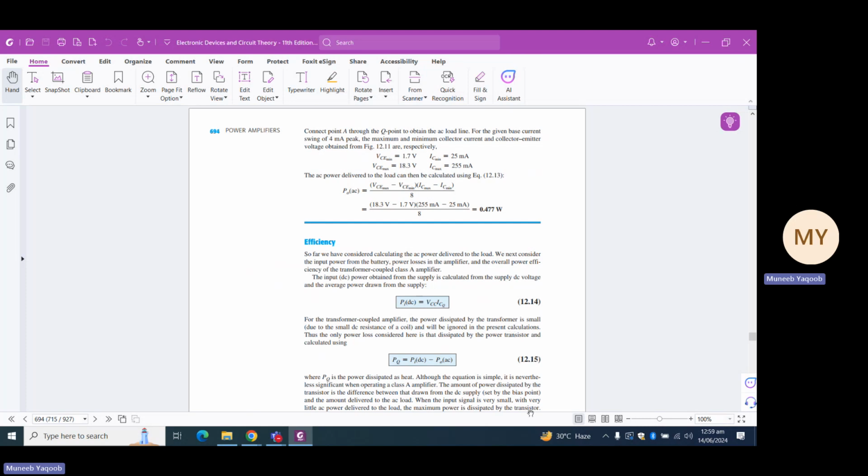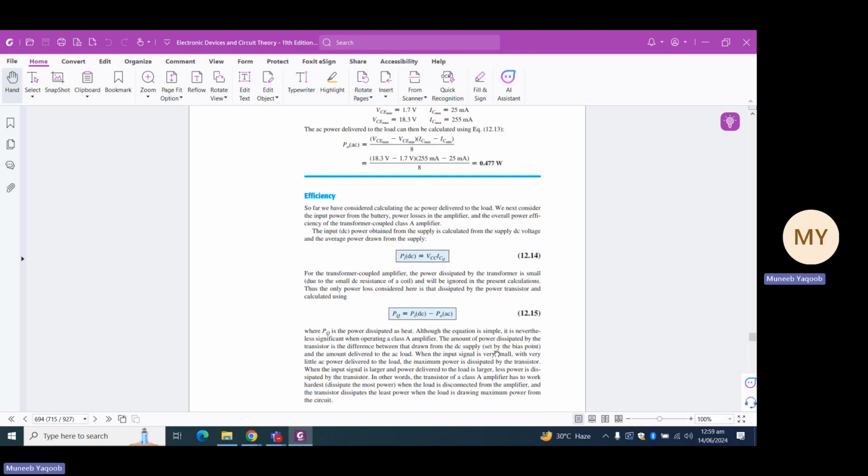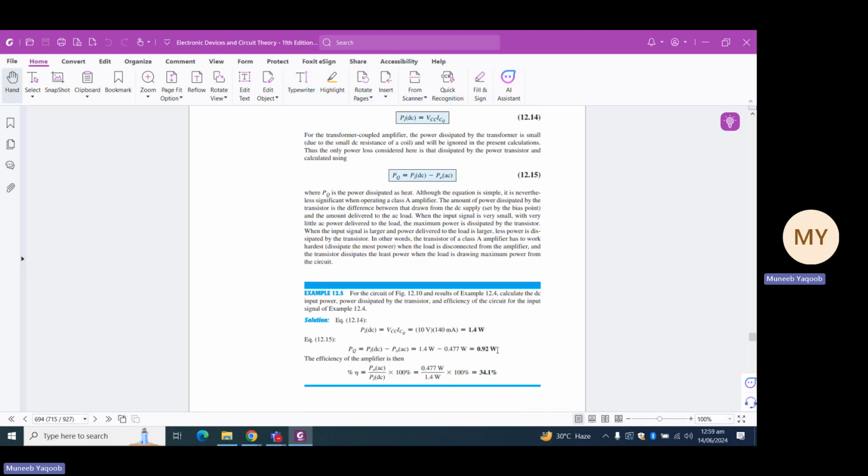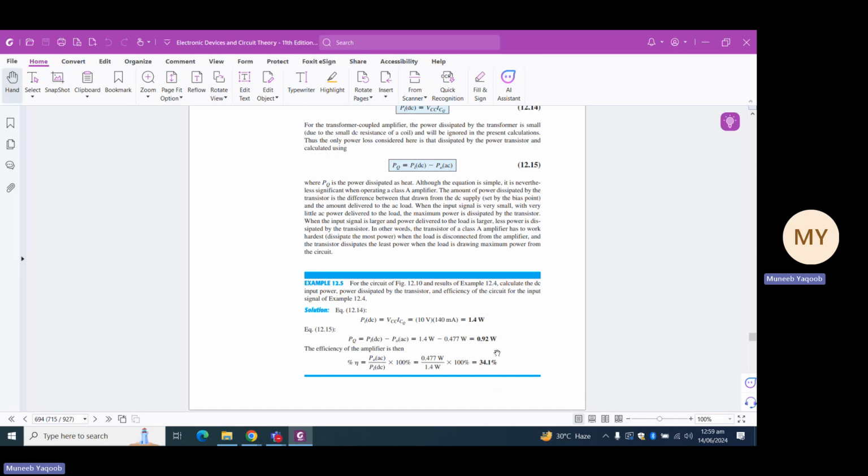So it is PQ and it is given by PIDC minus PIAC. Now coming to another example, they are saying for the figure of the previous example, that is 12.10, calculate the DC input power. So there the DC VCC was 10 and the ICQ was 140 milliampere. So if we calculate the DC power, it is 1.4 watt.